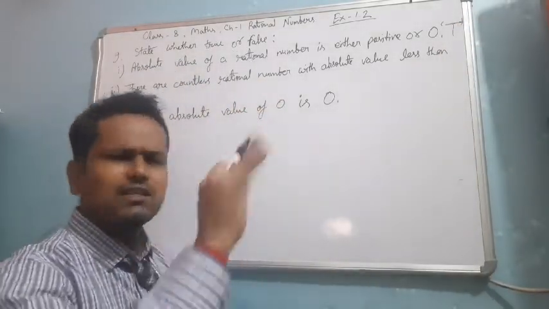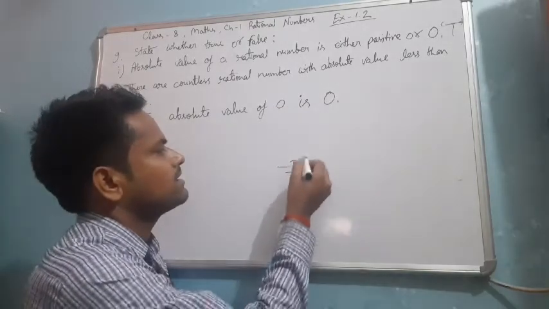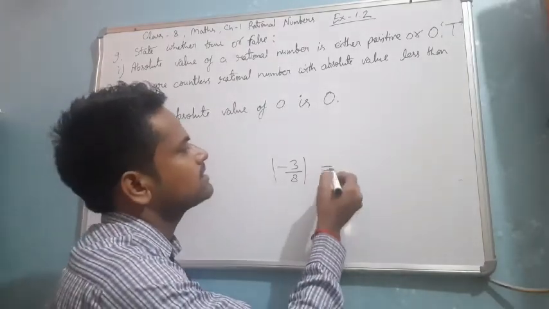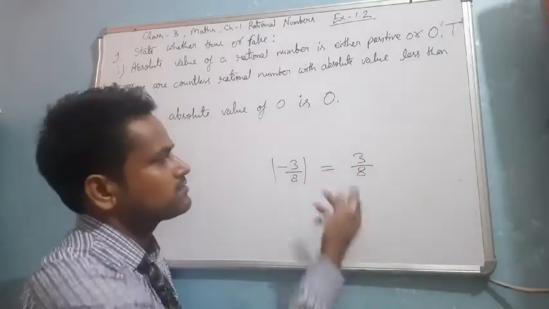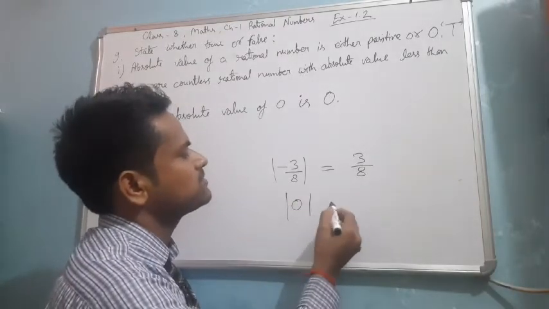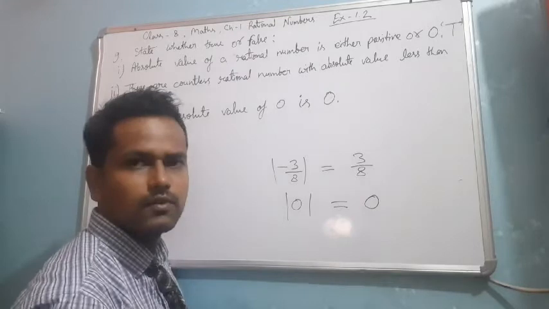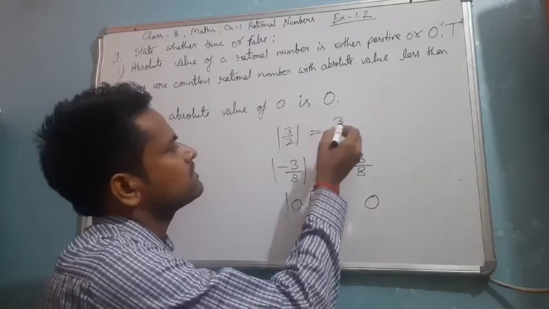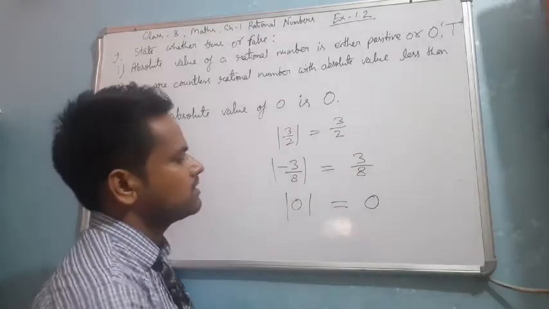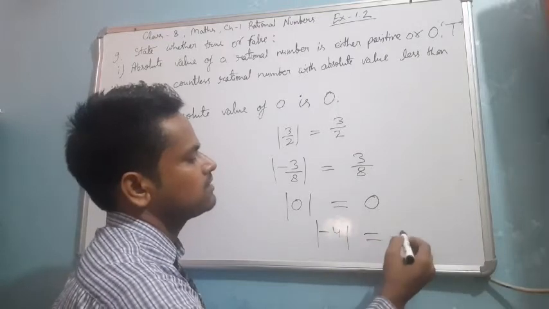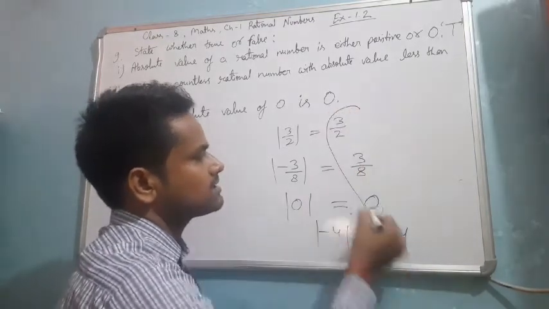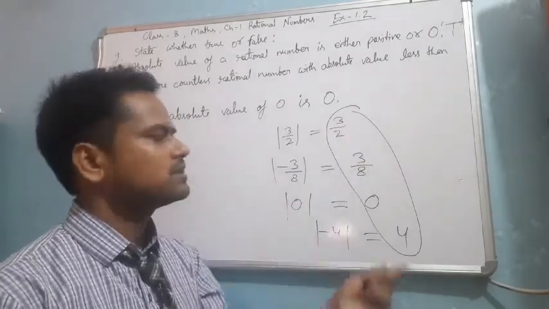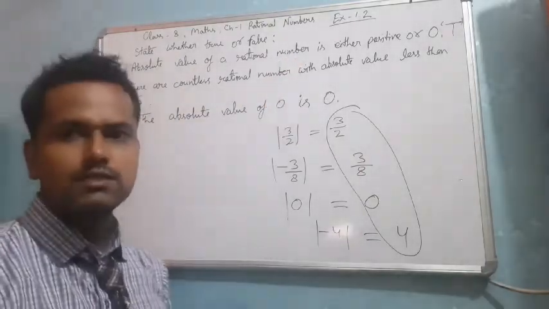Suppose you take any rational number, for example minus 3 by 8, and find out the absolute value of minus 3 by 8, it gives plus 3 by 8, that is positive. If you take the absolute value of 0, then it gives 0. If you take 3 by 2, then the absolute value of 3 by 2 is 3 by 2. Absolute value of minus 4 gives 4. Here you can see easily the absolute values of all these numbers are positive. So that's why the first statement is true.